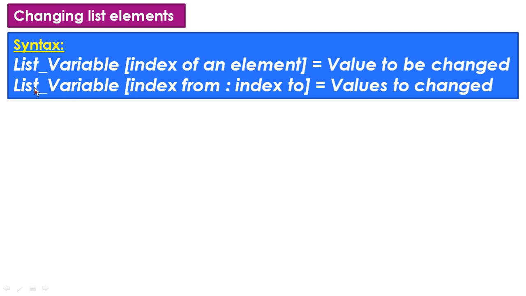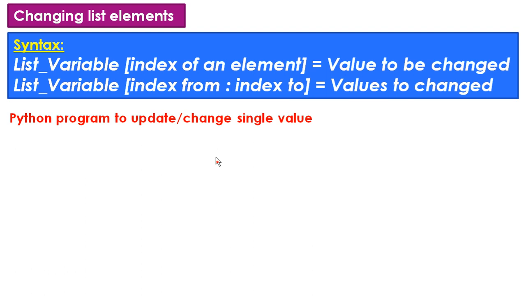In the second statement, we give a range of values by using the index from the starting index value, colon, the end index value, equal to the values to be changed. Here is an example: Python program to update or change a single value.